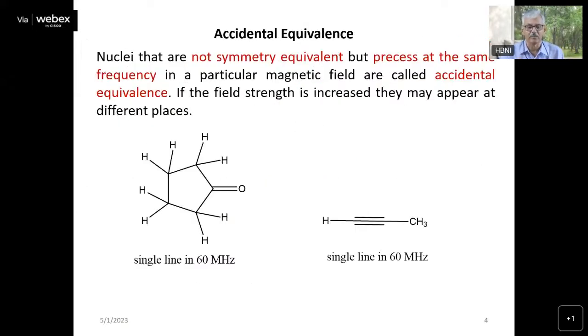Okay, so that's what I am telling you about accidental equivalence. Nuclei that are not symmetry equivalent but precess at the same frequency, so there is no symmetry, but still they come at the same frequency in a particular magnetic field, are called accidental equivalents. If you change the field strength, they may not appear at the same position, but rather at a different position. For example, in this cyclopentanone or even this acetylene, this methyl and this hydrogen accidentally come in the same position in a 60 megahertz machine.